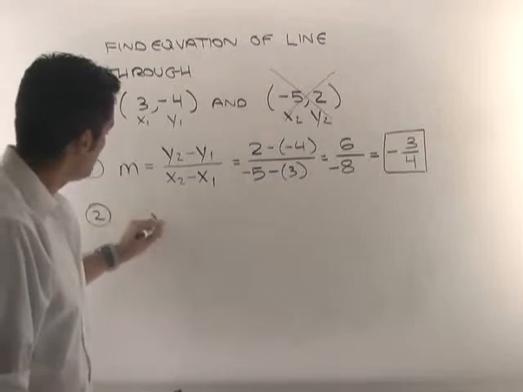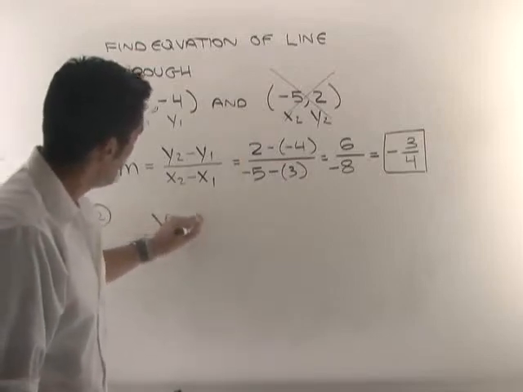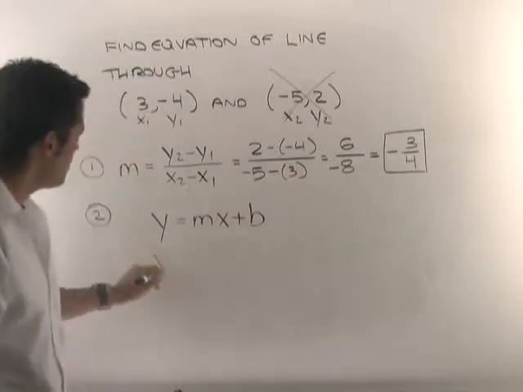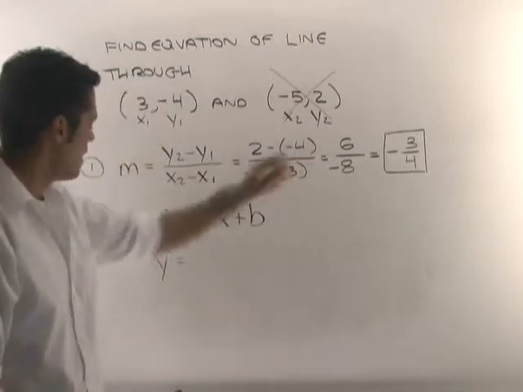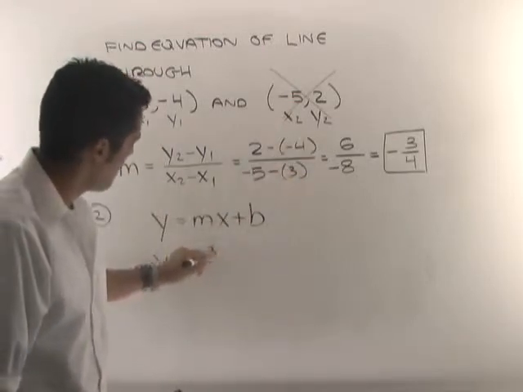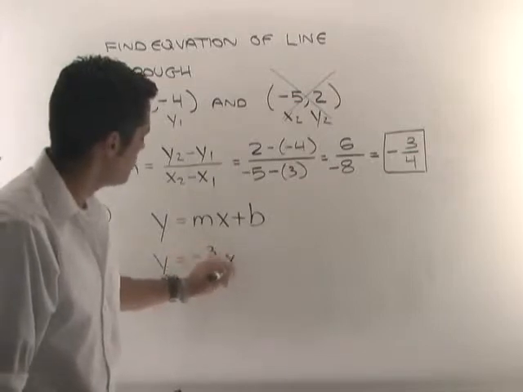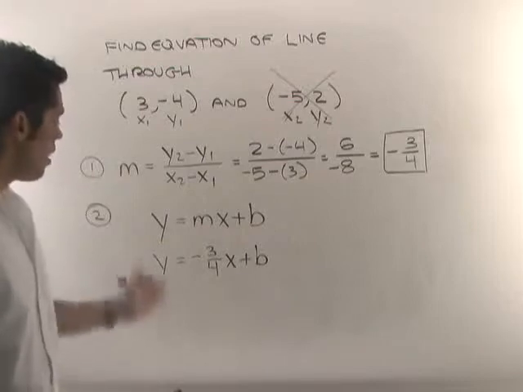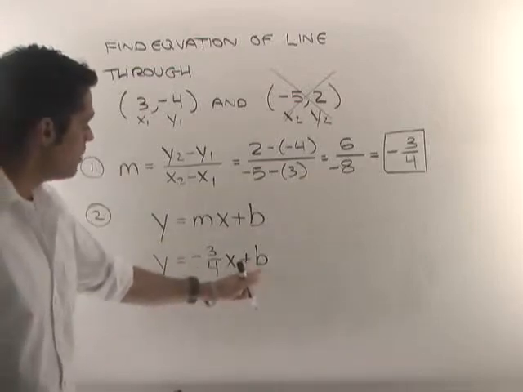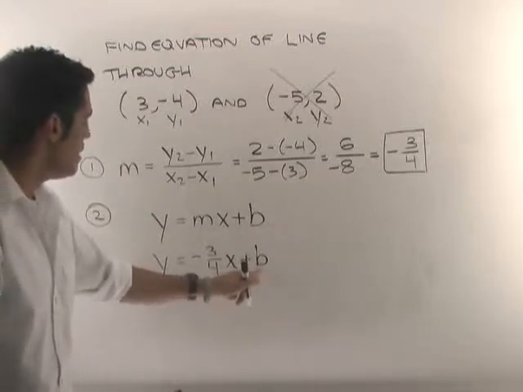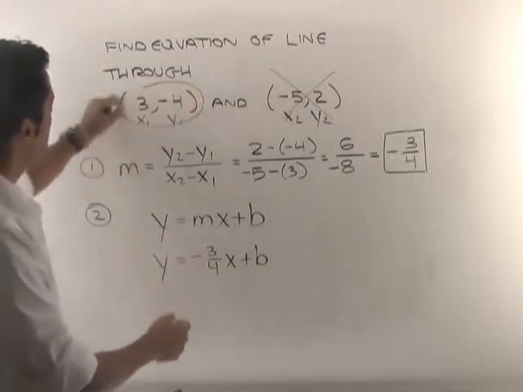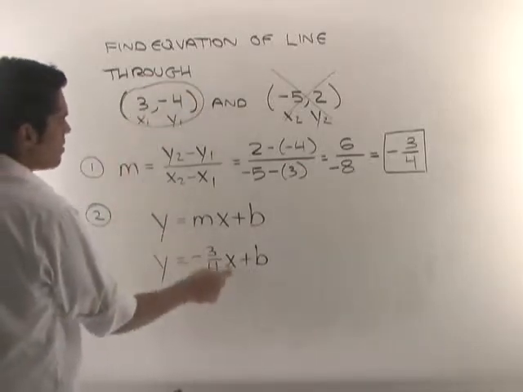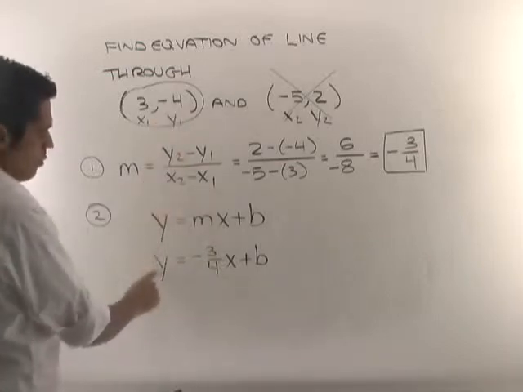I know that my equation looks like y equals mx plus b. I know what m is. m is negative 3/4 x plus b. Now if you remember from what we've done before, our goal is to find what b is. To find b, I can use my first point, and the fact that when I plug in 3 for x, I should get out negative 4 for y.